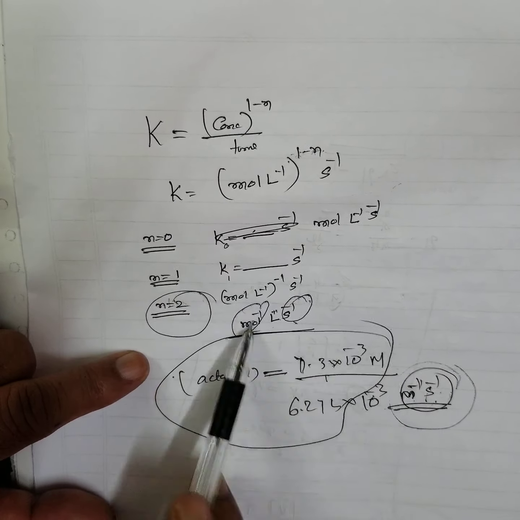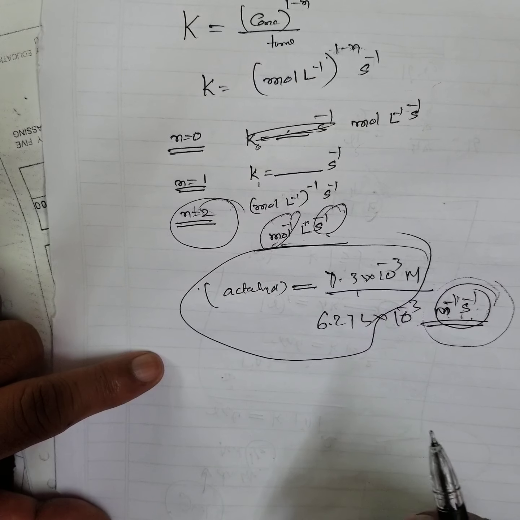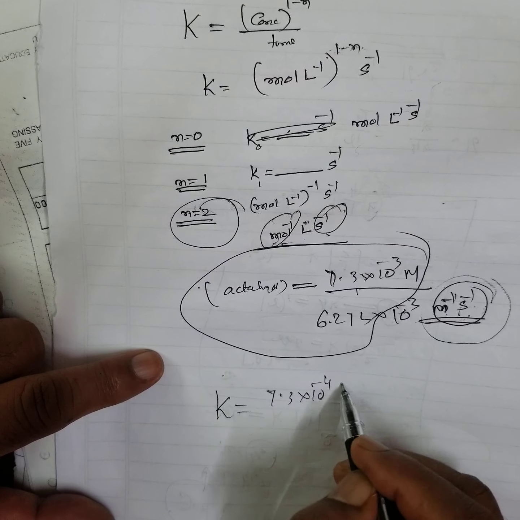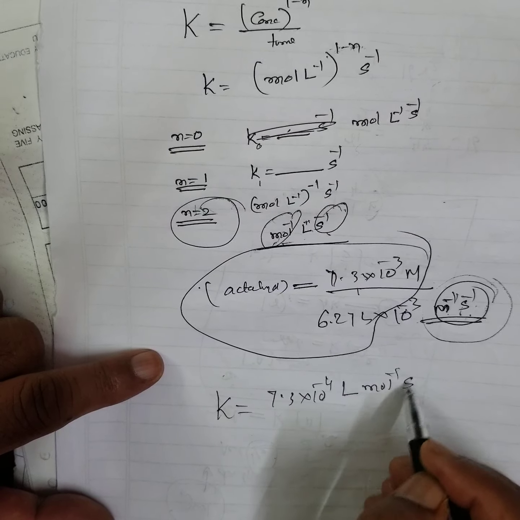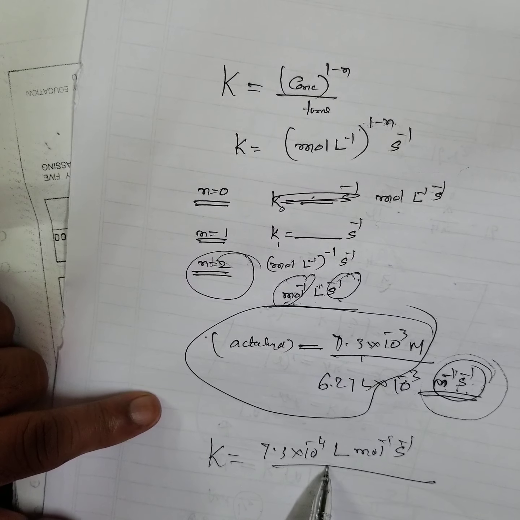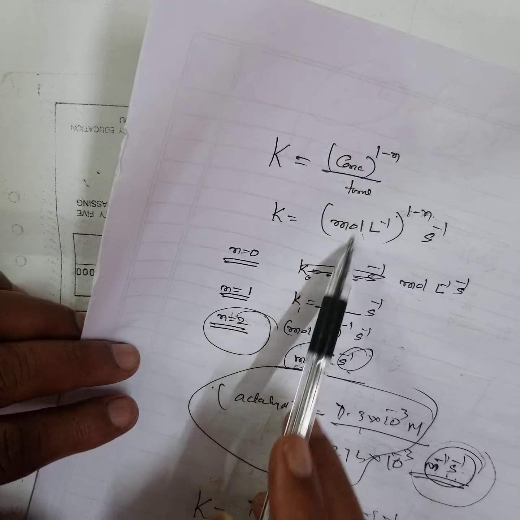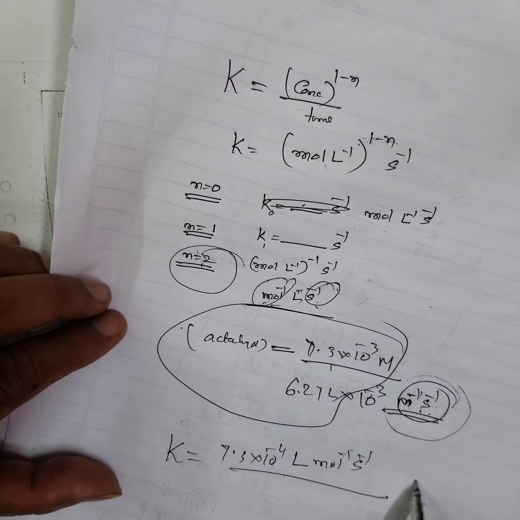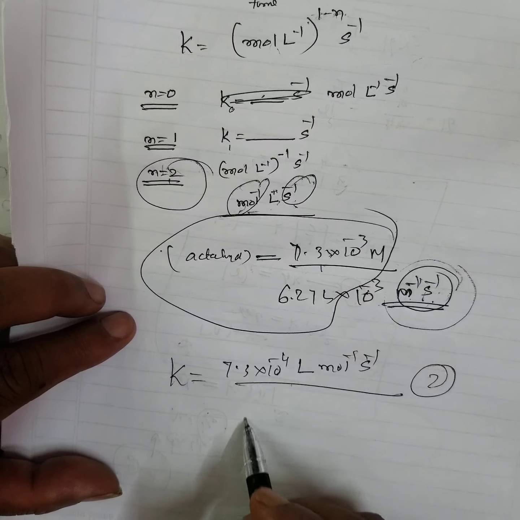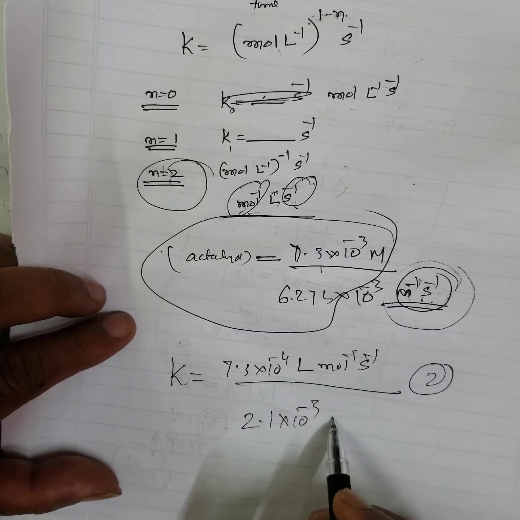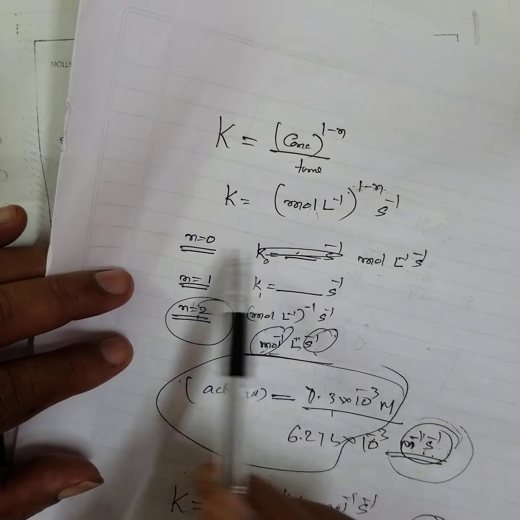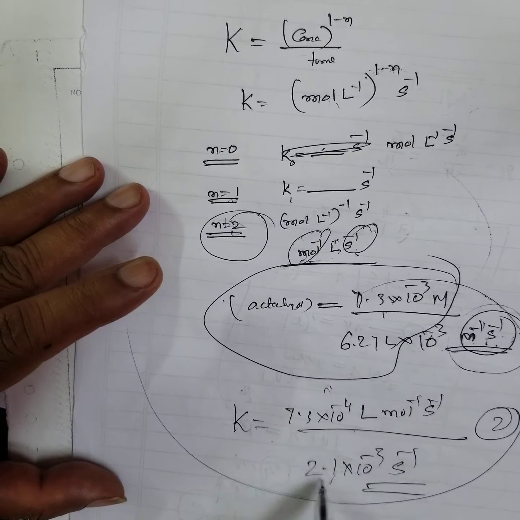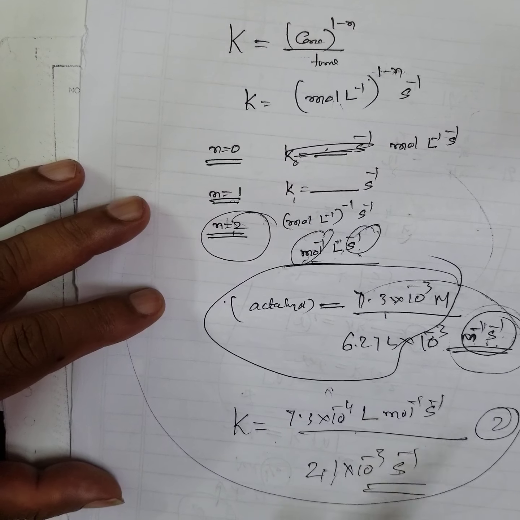It is common sense. They may ask you to identify the order of each of the following. K is equal to 7.3 into 10 to the power of minus 4 liter per mole per second. Liter per mole per second means second order again. Then 2.1 into 10 to the power of minus 3 per second. Per second represents the first order. Therefore, you need not bother about the value. From this unit, you have to decide which order it is. Right?